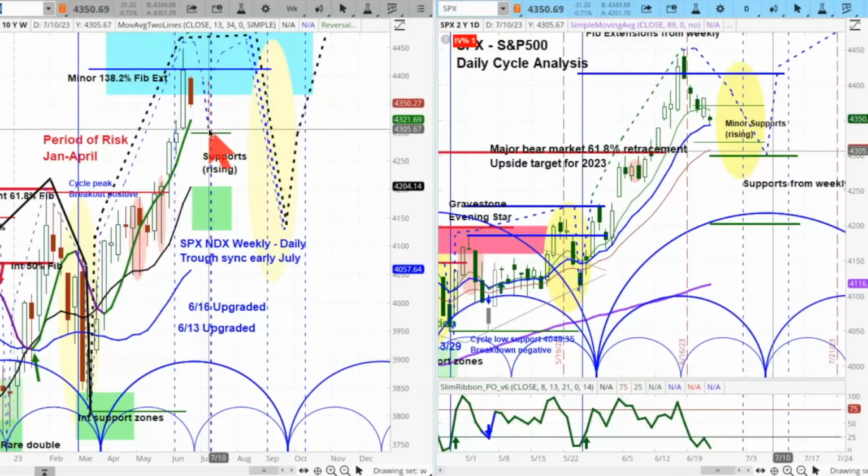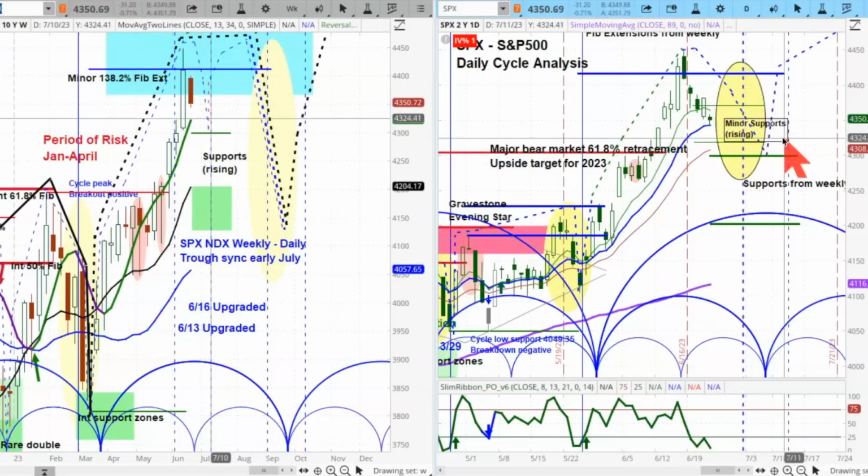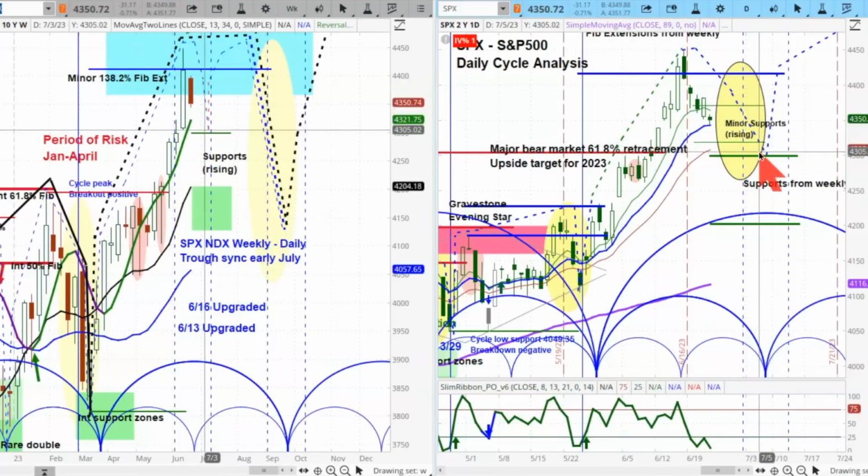And this says, well, maybe coming down for another week. This shows you on the daily chart, in that yellow zone, the period of risk, maybe coming down for another week. And these are important synchronized timing that we have here on these cycles.